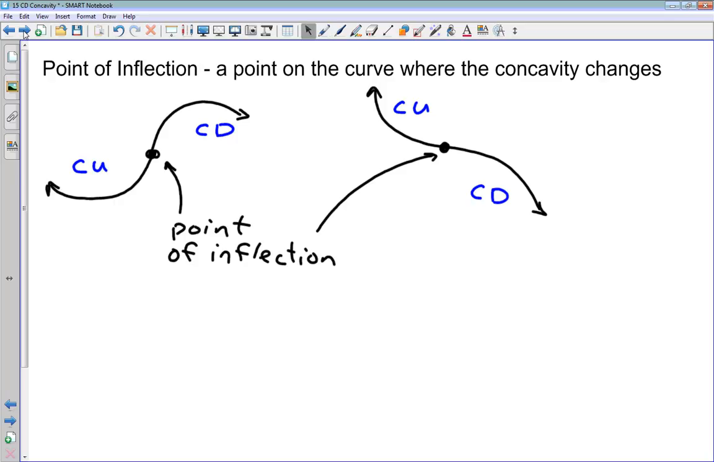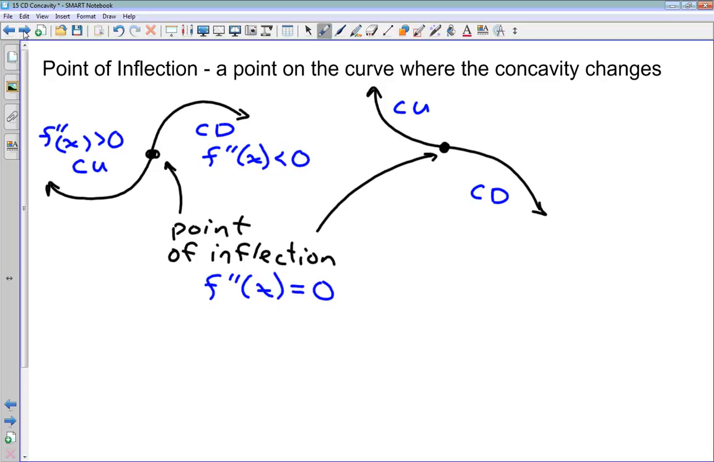Well, if we look at our first example again, if our curve is concave up, then our second derivative is greater than 0. If our curve is concave down, our second derivative is less than 0. So what happens right at that point where the second derivative changes from being positive to being negative? Well, it's got to equal 0 right at the middle. So our second derivative will equal 0 at a point of inflection.